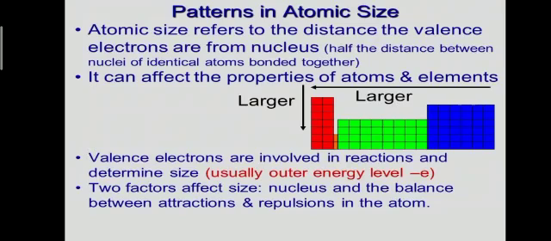So basically, the atomic size is the distance of the nucleus from the outermost shell. Greater the distance, greater will be the atomic size. Less the distance, less will be the atomic size. And when an atom is found in the combined state, then the size will be different as compared to the atom that is present in the isolated form.